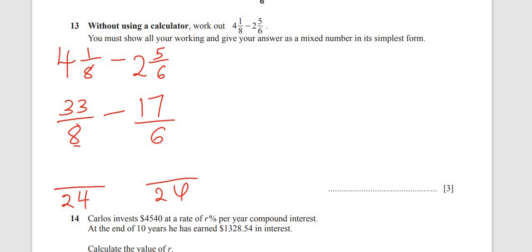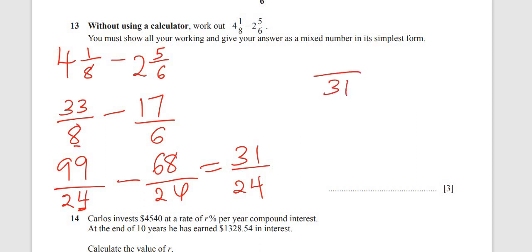So 8 times 3 is equal to 24. That means we also have to multiply 33 times 3, which is equal to 99. Take away 6 times 4 is equal to 24. So that means we also have to multiply 17 by 4, which is equal to 68. So when you subtract that, 99 take away 68 is equal to 31. So 31 out of 24. Then we need to convert that into a mixed number. So 31 divided by 24, that's 1, and the remainder is 7. So that's 1 and 7 out of 24.